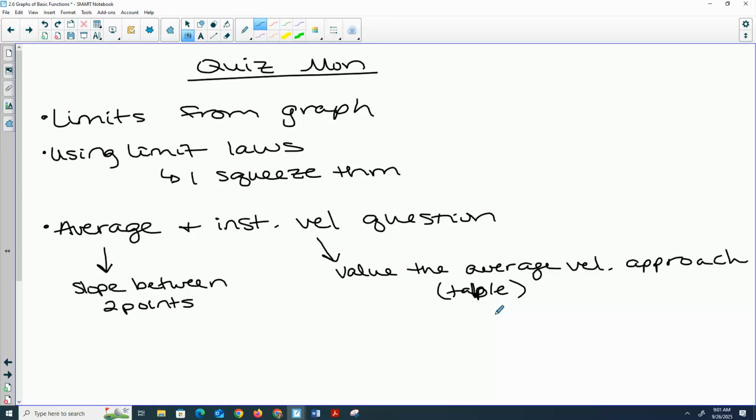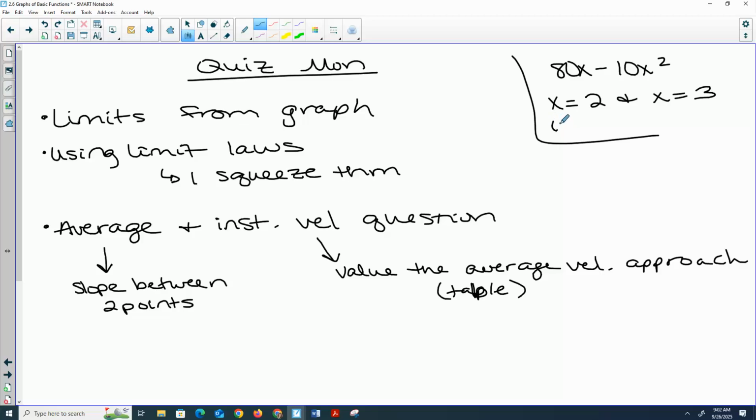So, would I be able to have you create a full table without a calculator? Probably not. But I might give you the information, give you a fairly simple equation and say, okay, you have 80x minus 10x squared. Find the average velocity between x equals 2 and x equals 3. Okay, could we do that? Yeah, you need ordered pairs, so you would have to plug in 2, get your y, plug in 3, get your y, and then find your slope between them.